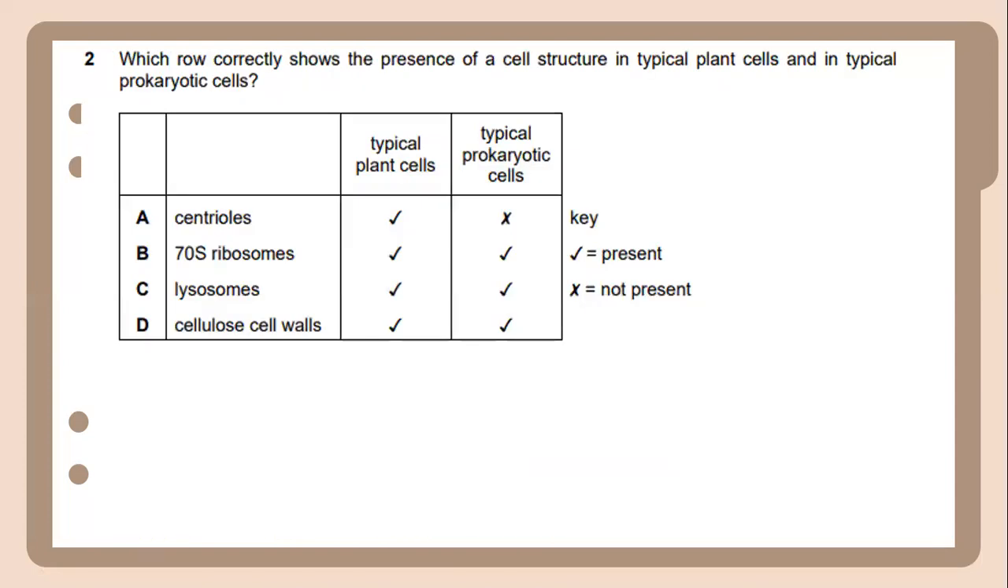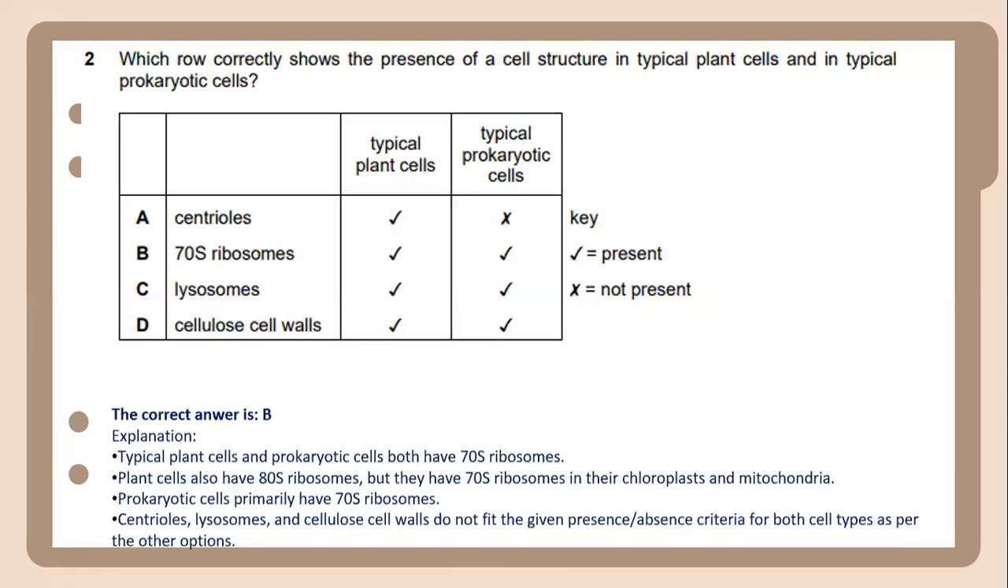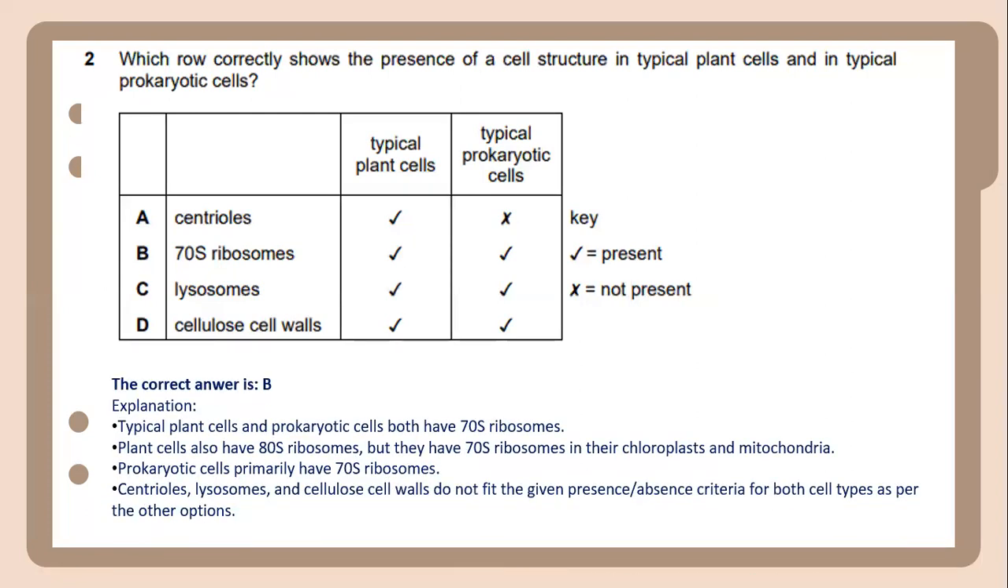Which row correctly shows the presence of a cell structure in typical plant cells and in typical prokaryote cells? The correct answer given is B. This can be explained by typical plant cells and prokaryote cells both having 70S ribosomes. Plant cells also have 80S ribosomes, but they have 70S ribosomes in their chloroplasts and mitochondria. Prokaryote cells primarily have 70S ribosomes. Centrioles, lysosomes, and cellulose cell walls do not fit the given presence. The absence criteria for both cells stay as per the other options.